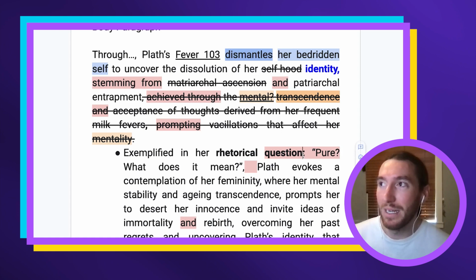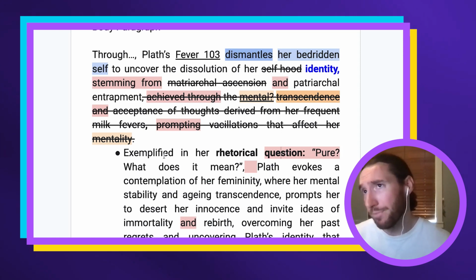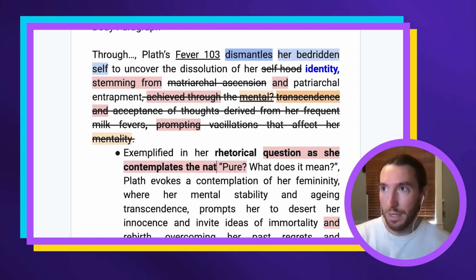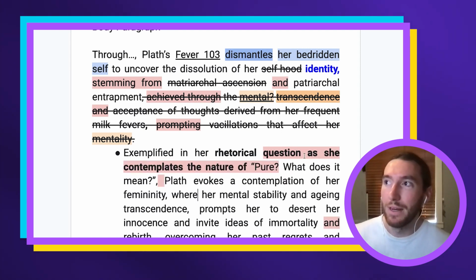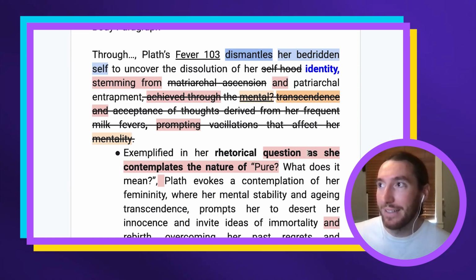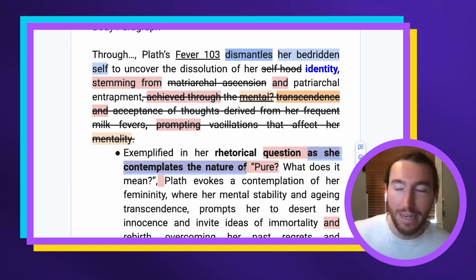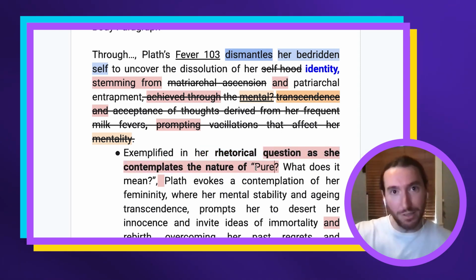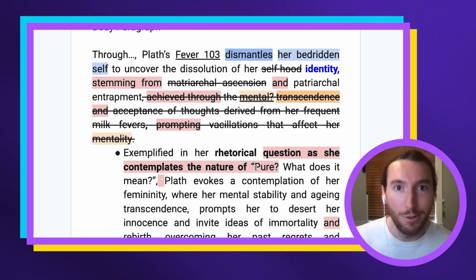Sometimes you have to add a few words in between the technique and the quote to get that flow happening. So: exemplified in her rhetorical question as she contemplates the nature of "pure." See how I've added the "as"? This can be really helpful. So if you've got a technique and then a comma or a colon followed by the quote, instead of doing that, eliminate that and add "as" and just provide a little bit of context, or frame it in a way that says what she's doing. Okay, she's contemplating that. So as she contemplates the nature of "pure." See how that actually flows? If I was to remove the quotation marks there, it would still flow nicely.